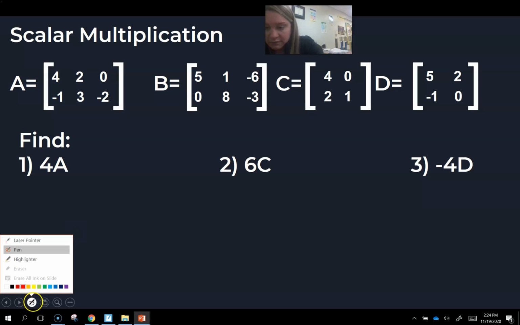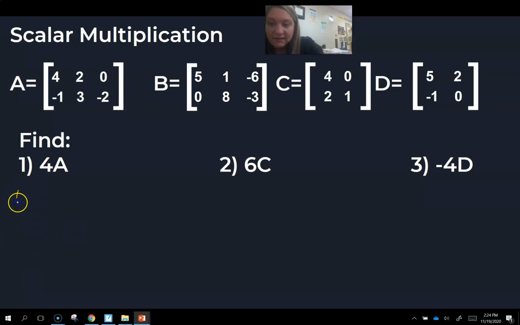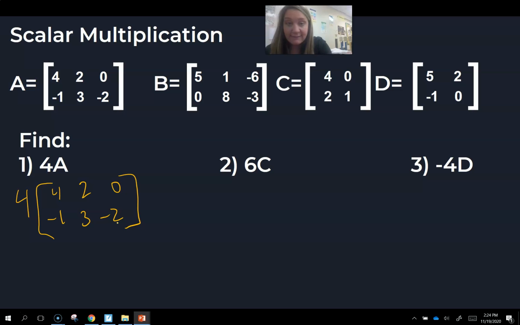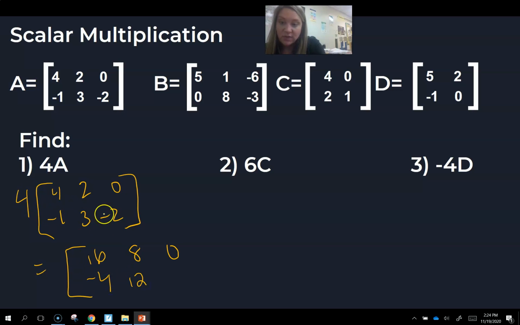okay, let me get my pen. We're going to take the number 4 and we're multiplying it to everything in matrix A. Like that, everything. So 4 times the entire matrix A, well, 4 times 4 is 16, 4 times 2 is 8, 4 times 0 is 0, 4 times -1 is -4, 4 times 3 is 12, and 4 times -2 is -8. That's all scalar multiplication is, right? Order, size, does not matter with scalars.